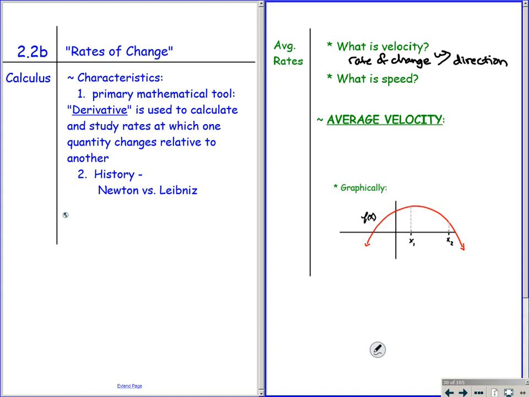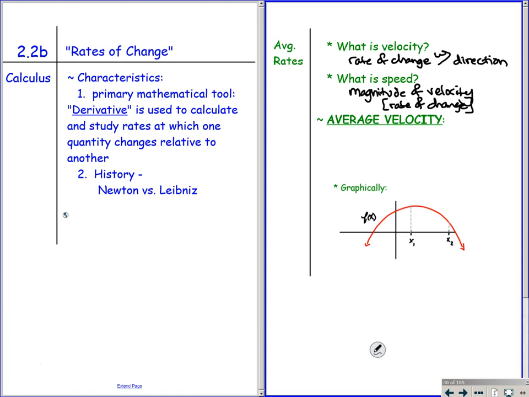What is speed? Speed is just the magnitude of velocity. AKA, once again, it is a rate of change, but a non-directed rate of change. A non-directed rate of change.